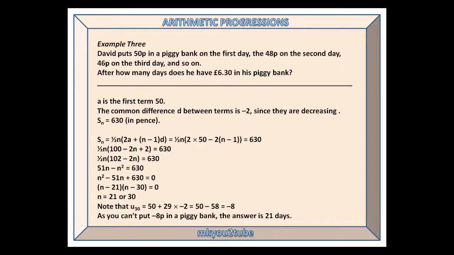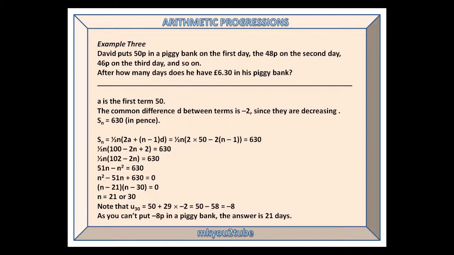Example 3. David puts 50p in a piggy bank on the first day, 48p on the second day, 46p on the third day, and so on. After how many days does he have £6.30 in his piggy bank? a is 50 and d is minus 2, since the terms are decreasing. Sn equals 630 in pence.